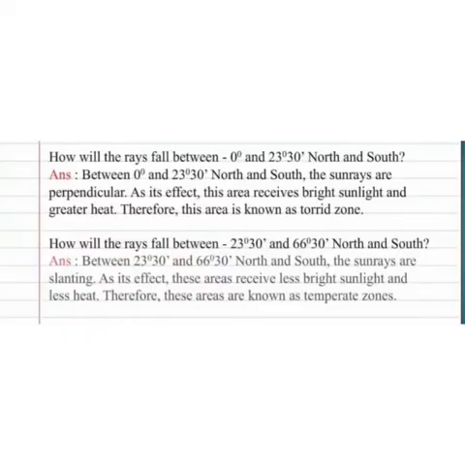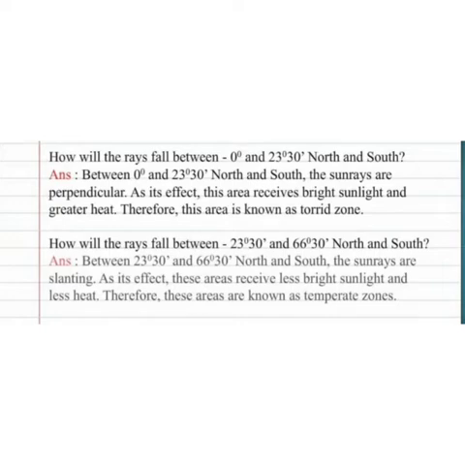The sun rays fall perpendicular between 0 degree and 23 degree 30 minutes north and south. As the effect, the area receives bright sunlight and greater heat. Therefore, this area is known as the torrid zone.